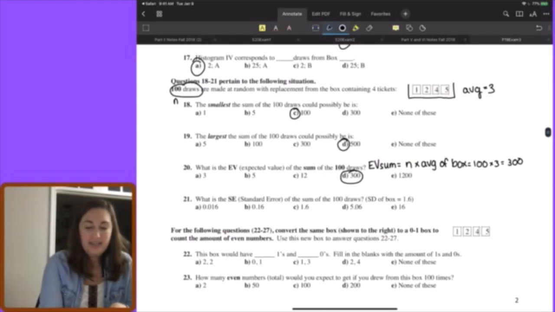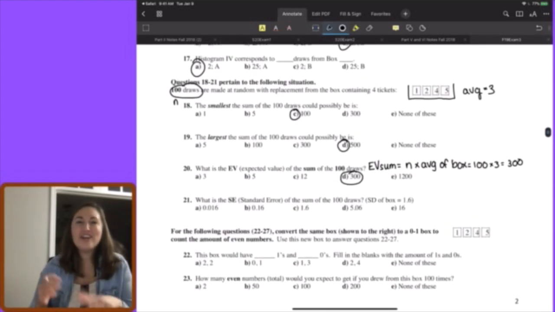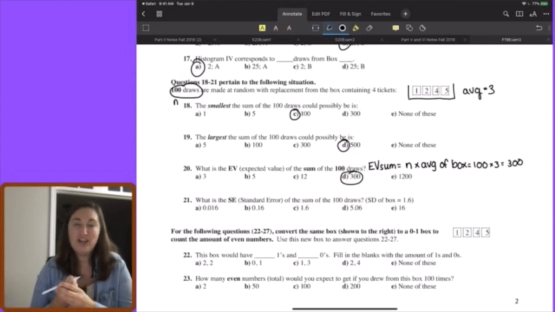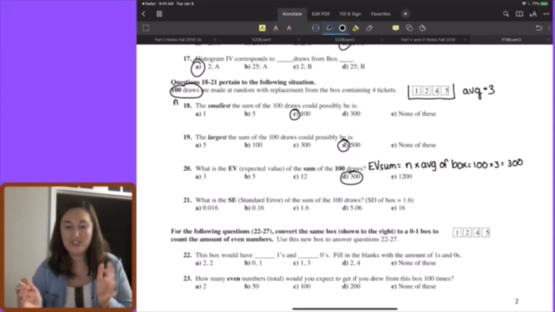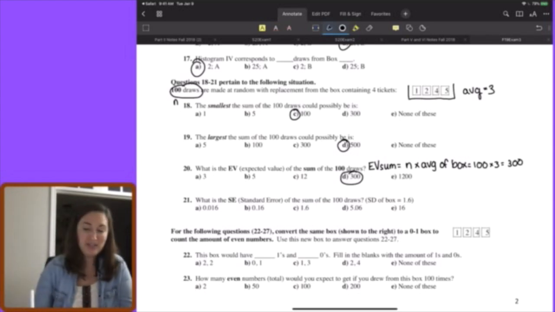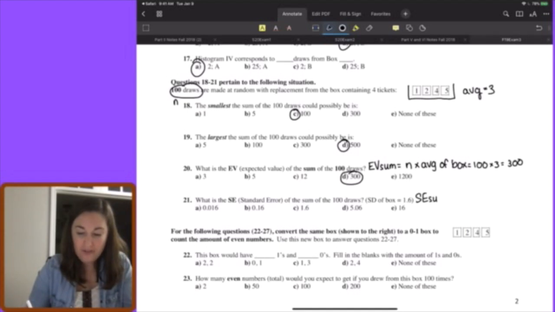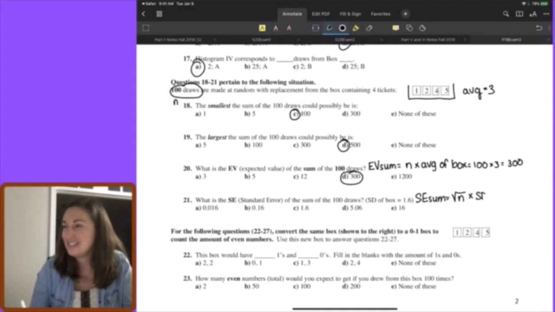That looks good. And then the standard error is the give or take. So this idea of when we draw out of that box 100 times, we're expected to get around 300, but because we are doing it randomly, there's this idea of chance error. So it's better to give a range instead of a point estimate of 300. So let's go ahead and calculate the standard error for the sum, which is the square root of n times the SD of the box.